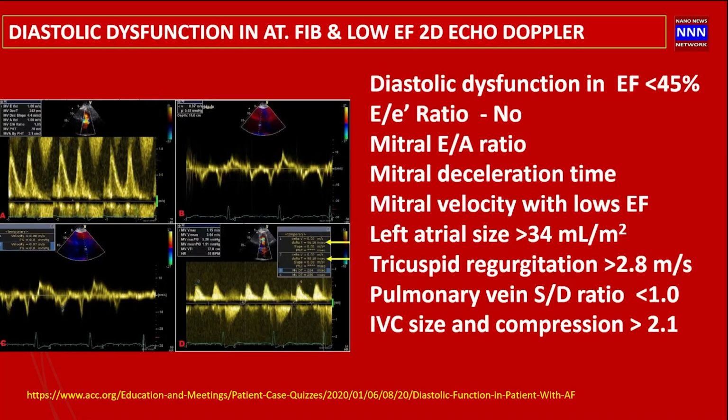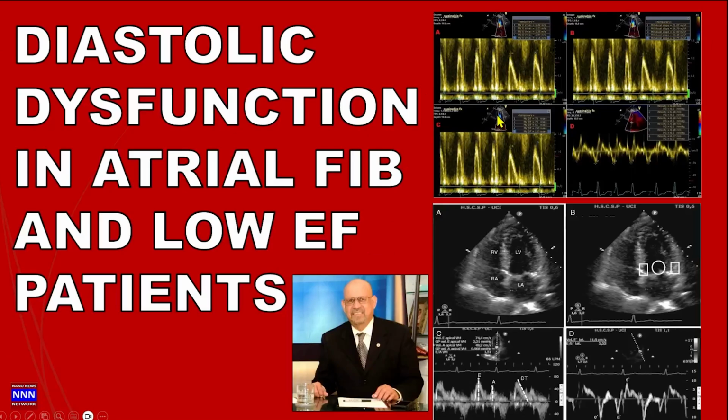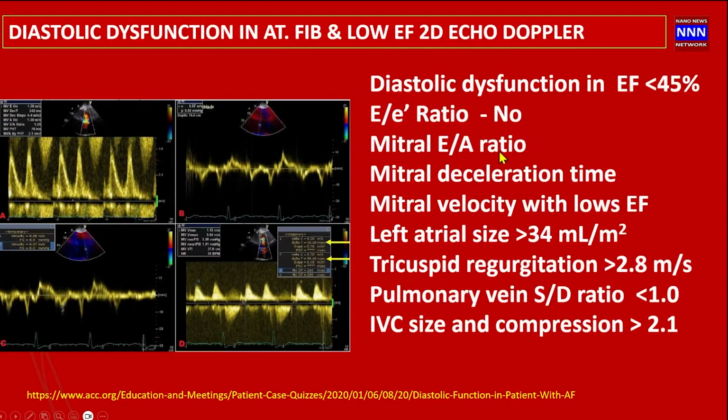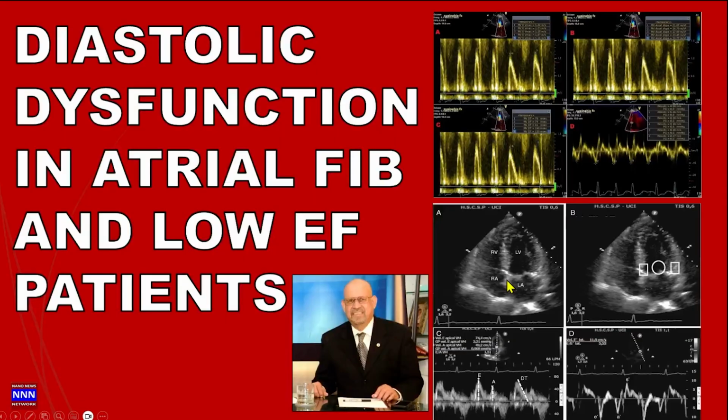So to summarize, in patients with low ejection fraction, you can use E to E prime if they are in sinus rhythm, and mitral E to A ratio is useful, mitral deceleration time, mitral velocity, ejection fraction greater than 50%. But keep that in mind. Ejection fraction of less than 50%, mitral velocity greater than 50 centimeters per second, that's an indication of elevated left heart pressure, left atrial size, pulmonary vein flow. Of course, these are some of the features which will help.